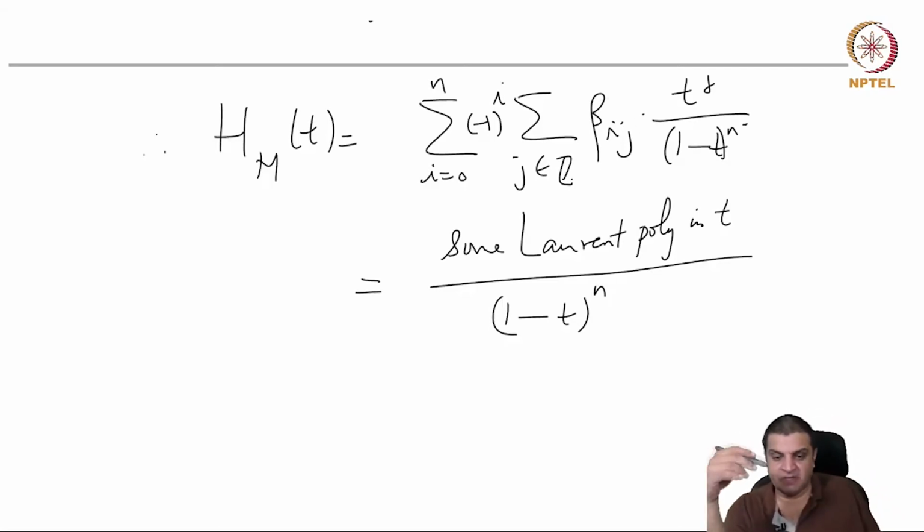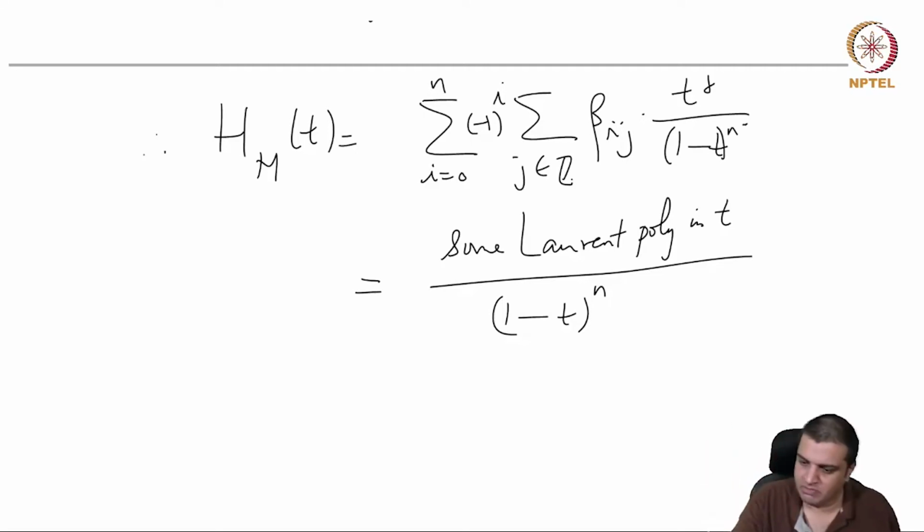This can be determined by the beta_ij themselves. So in some sense, the free resolution encodes more. It's a refinement of the Hilbert function or Hilbert series. The Hilbert function and Hilbert series encode the same information. It is just that one is written as a function, the other as a generating function for that.